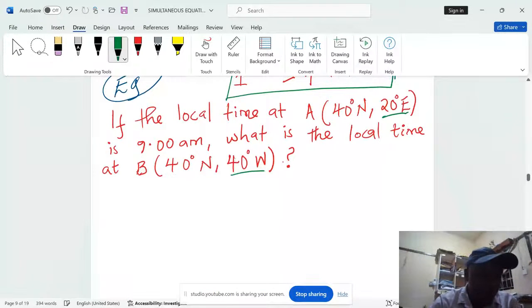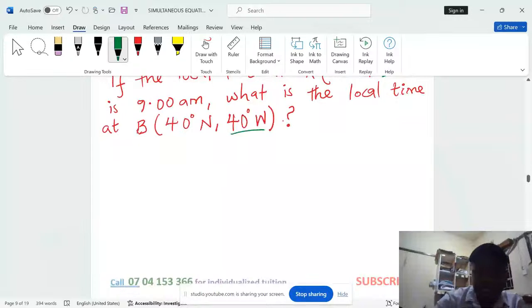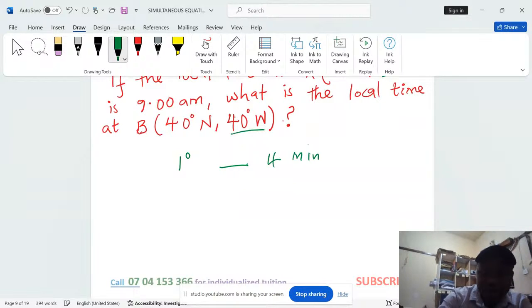These are two places on opposite sides of the prime meridian. One is to the east, 20 degrees, and the other one, 40 degrees in the west. Therefore, the angle difference is 60 degrees, and we have said for every 1 degree there is 4 minutes time difference. What about for the 60 degrees which we are seeing here?